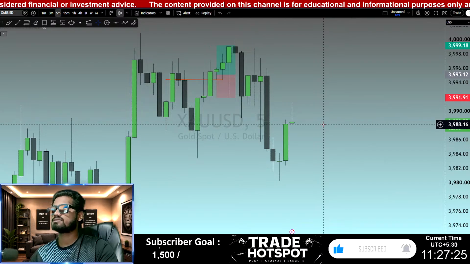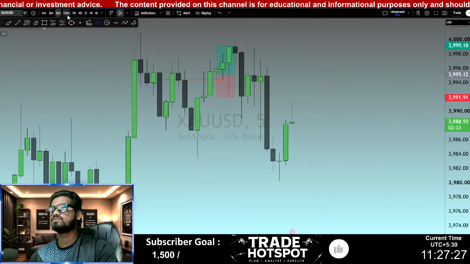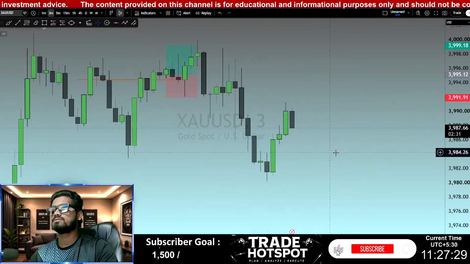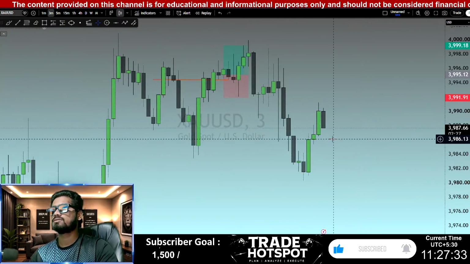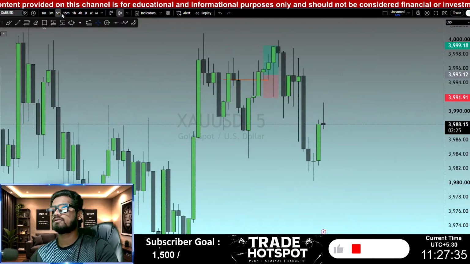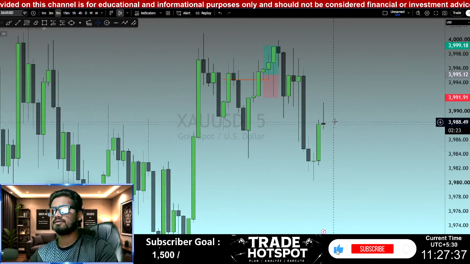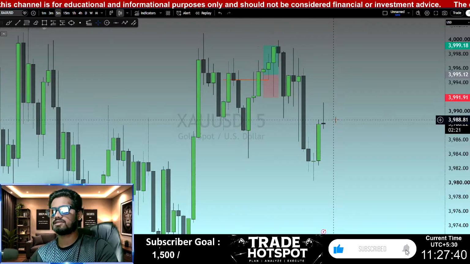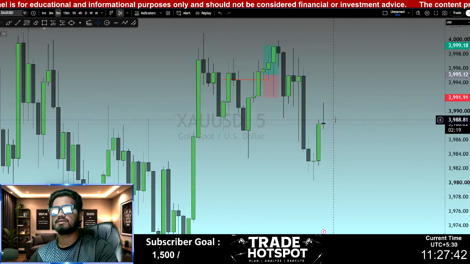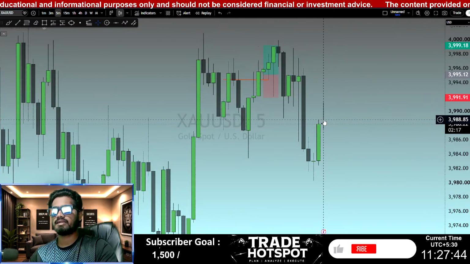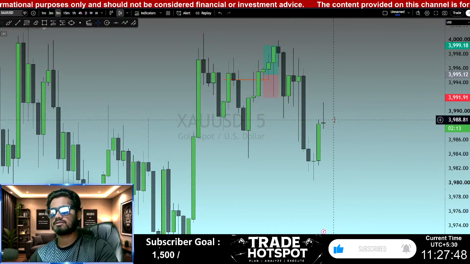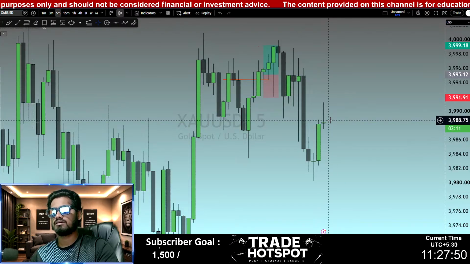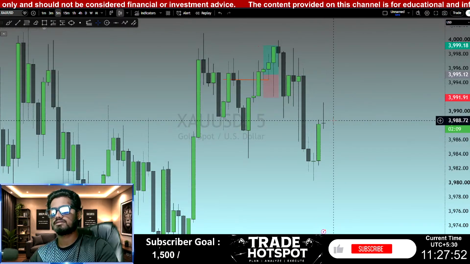You can see this is a rejection here. So on 5-minute it can be liquidity sweep. So let's see guys, let's wait. 5-minute candle will close after 1 minute 20 seconds.